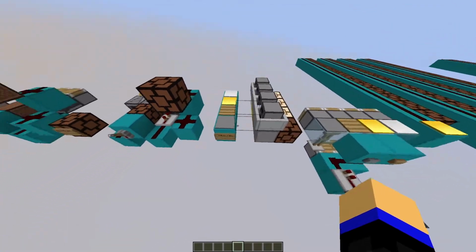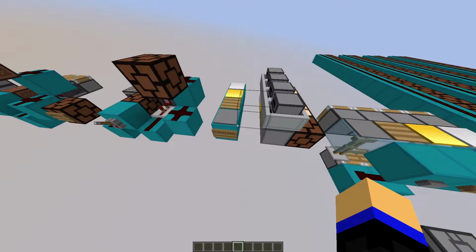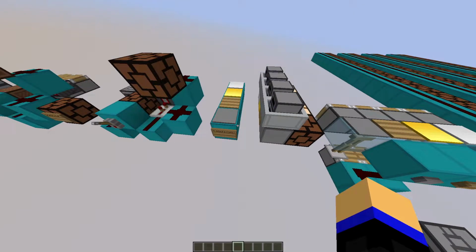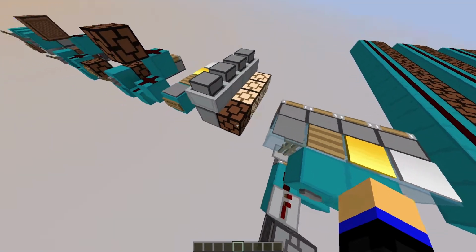So, and now we're going to go to pressure plates. This is one of the more complicated redstone components due to a certain property. But let's just discuss the basics of it.